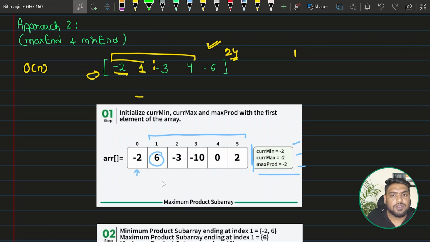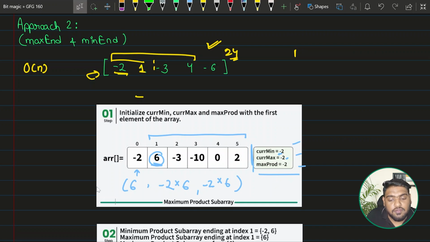So we have 3 situations. Let's say we just consider 6. We just consider 6 as the subarray. Otherwise, whatever current minimum we have, in our case it's -2, we multiply that with our ith value. Or there could be a situation where whatever current maximum we have, in this case -2, we multiply that with our ith value. We would have three values, correct? We would have three values.